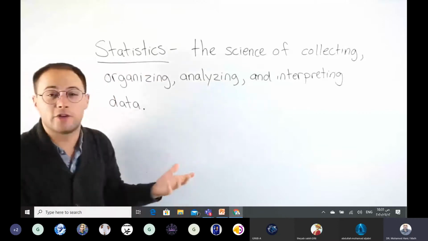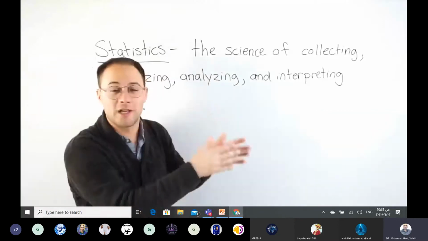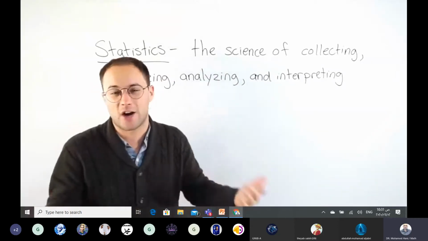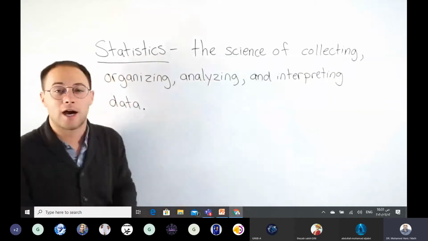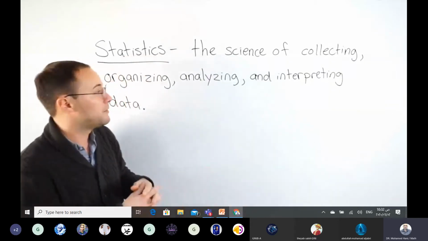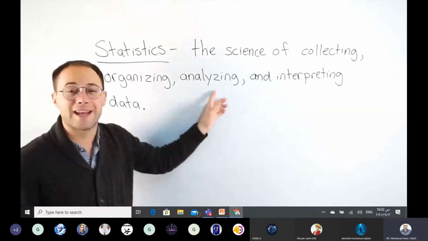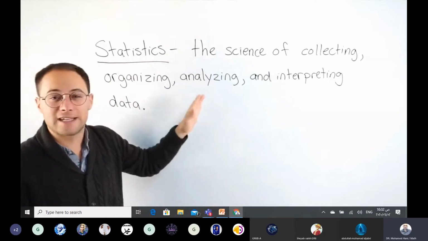Once you have the data, well, then what do you do with it? Well, we organize it. Put it in order, maybe from least to greatest. That's a common thing to do at the start. Maybe you'll put them in a table. Maybe you'll make a graph. Well, then you analyze it. What is the data telling us?